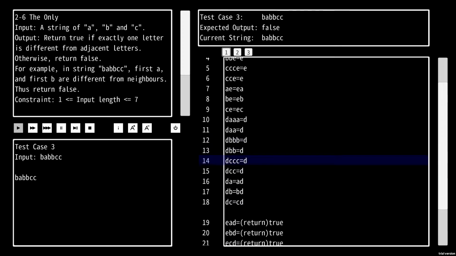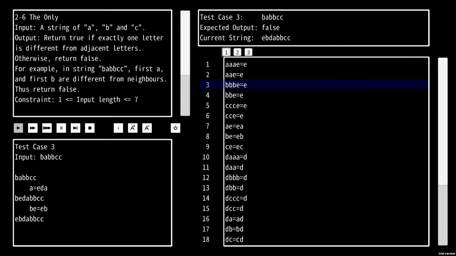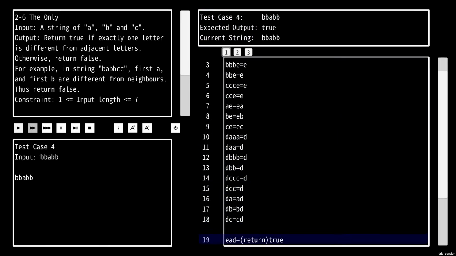Now this is where it gets a little more interesting. So now E and D are in the middle. E moves to the left. D is going to have to move to the right. We have EBAD, which is false.